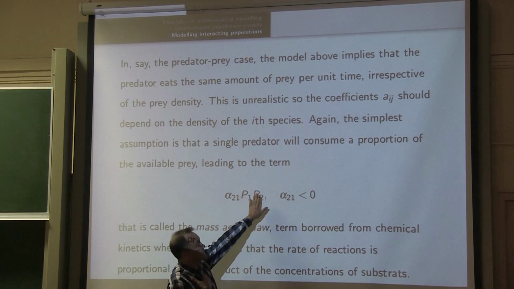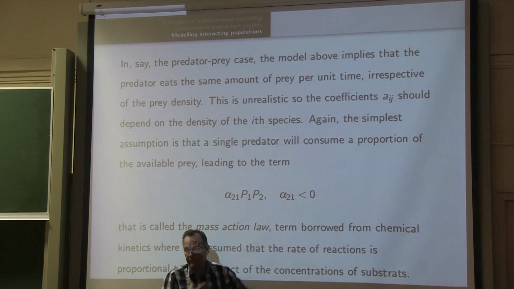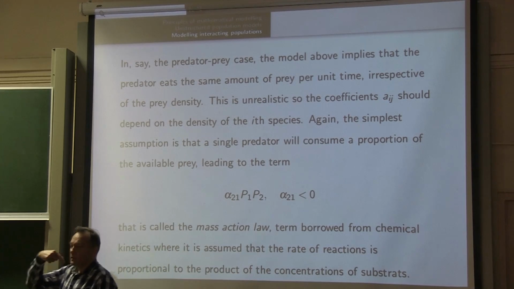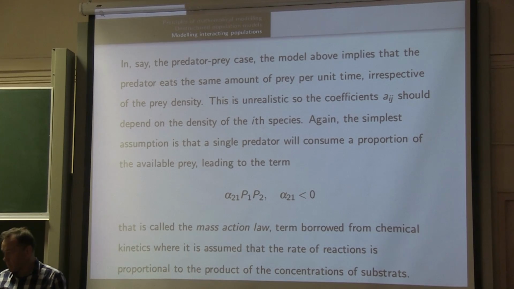I'm a single predator, so P2 is 1. And for example, if in this room there is only one individual, one prey, I will eat this one. Maybe with probability half, if the prey is nimble enough to escape me. If there are 2 individuals, then I will eat 2. If there are 10, I will eat 10. If it's 1,000, I will eat 1,000, or half of the 1,000. Okay?